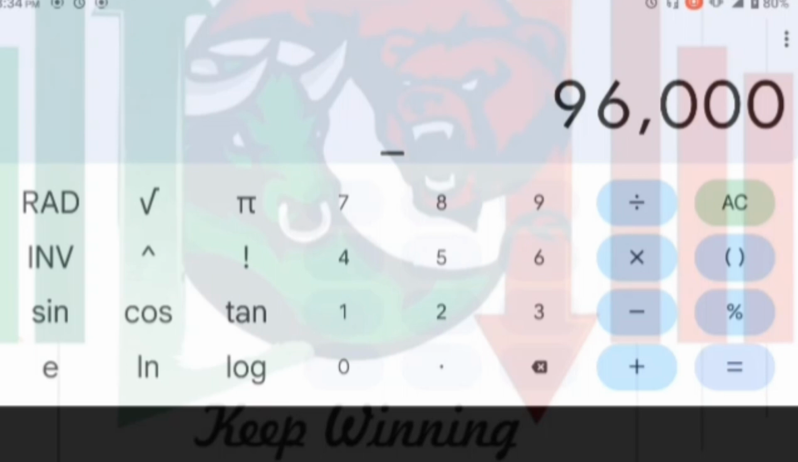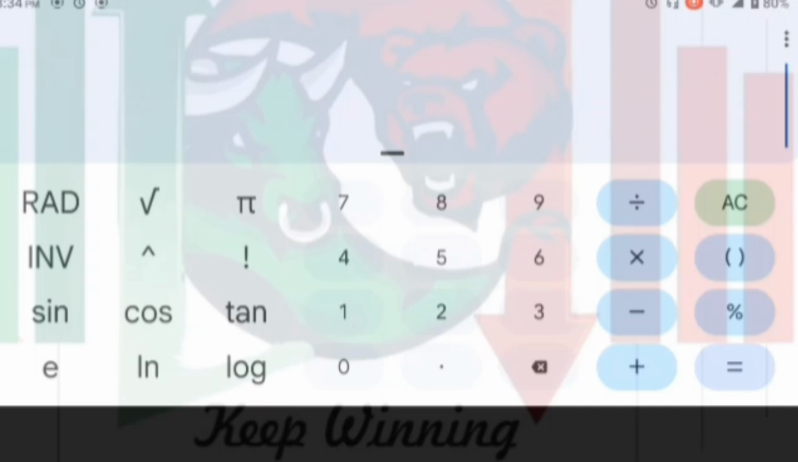So if your balance is $96,000 US, you are left with $1,000 US before max daily drawdown. So what you're gonna be doing is this: don't focus on the $96,000 US, but focus on the 1,000 that is in between. So what do I mean by focus with the 1,000? This is what you have to do.